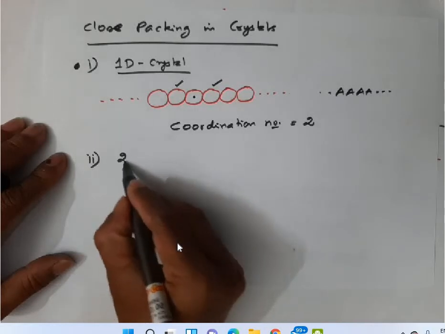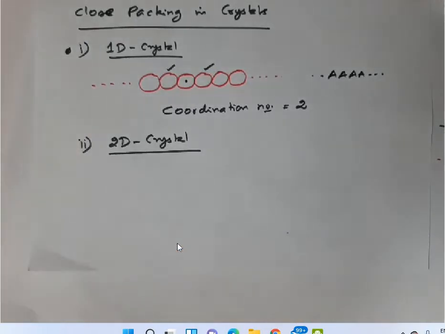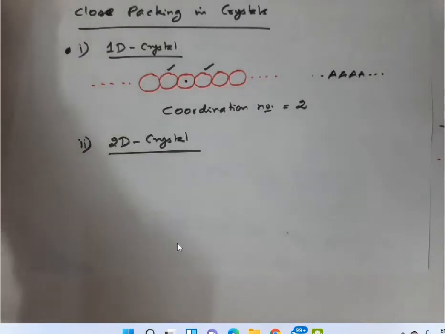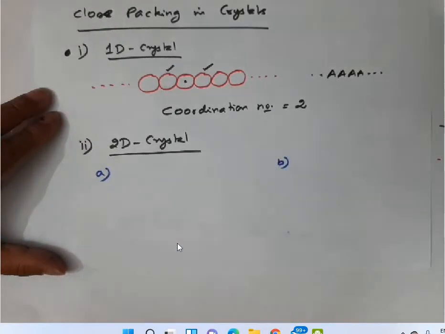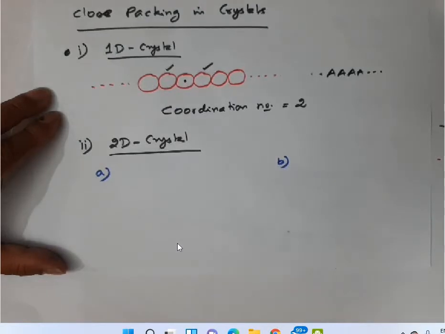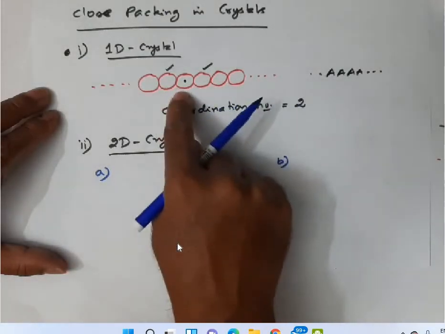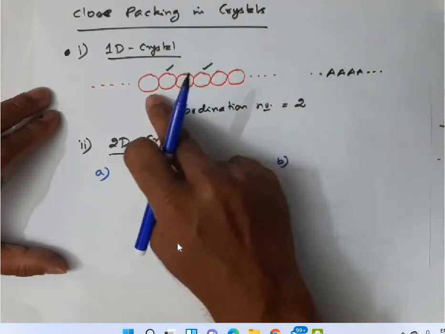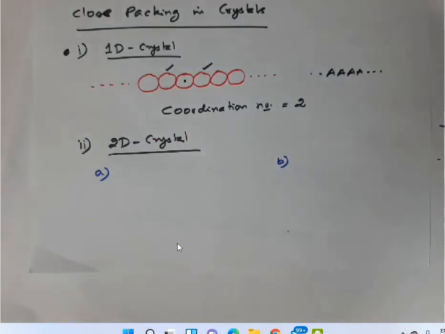Then number 2, let me go to the 2D crystal. 2D means planar crystals, two-dimensional crystal. Observe this carefully, this is very, very important. In the case of 2D crystal, we have two types. We can arrange in two different manners. For the 2D crystal, I'll take this linear arrangement and place one close to the other, another one here, another one here, like that. I'll take many linear one-dimensional crystals and keep them close to each other. See what I'm trying to say. Listen.